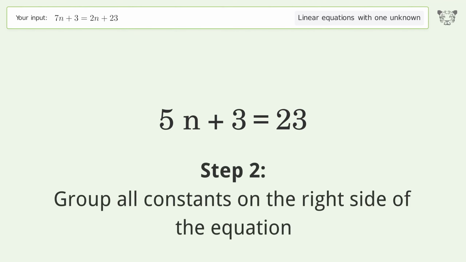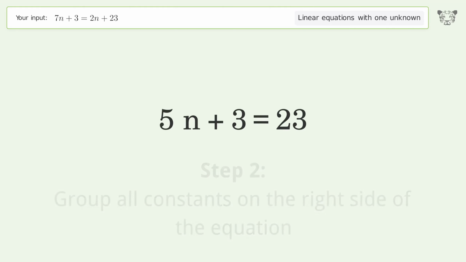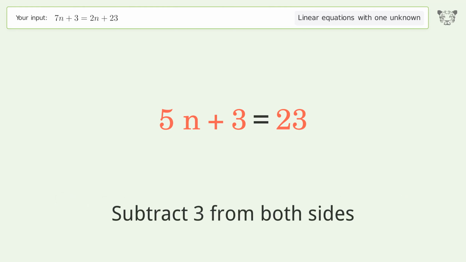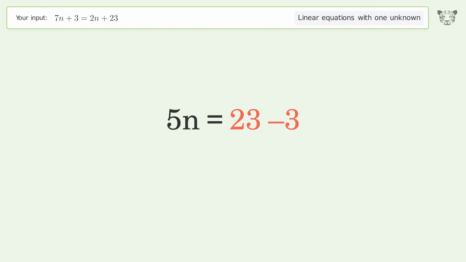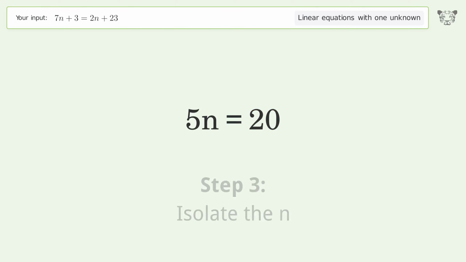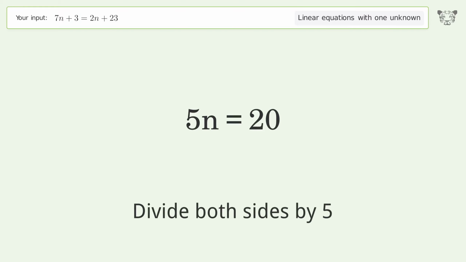Group all constants on the right side of the equation. Subtract 3 from both sides. Simplify the arithmetic. Isolate the n. Divide both sides by 5.